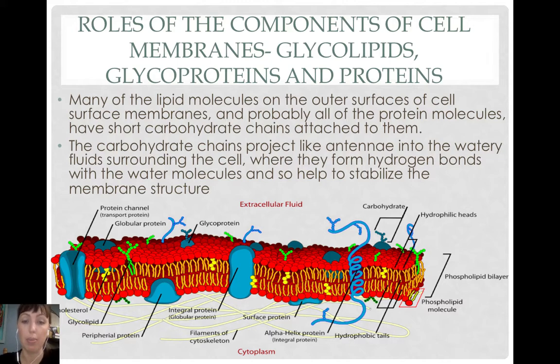And again, as we talked about before, this is a really good model, so I really encourage you to pause this and look at everything in here. You can see that alpha helix protein, with the integral protein attached to the extrinsic proteins, which also have those little carbohydrate chains attached to them.